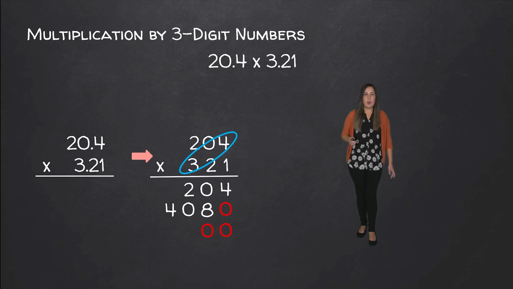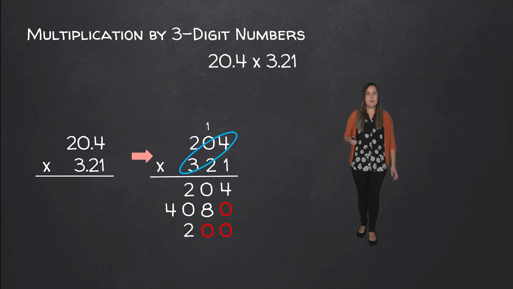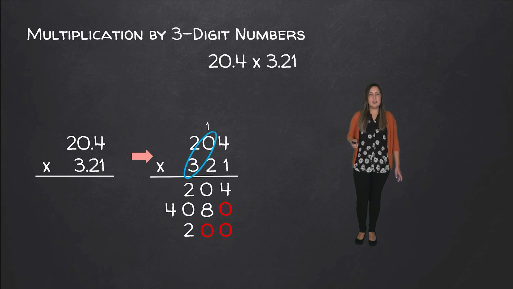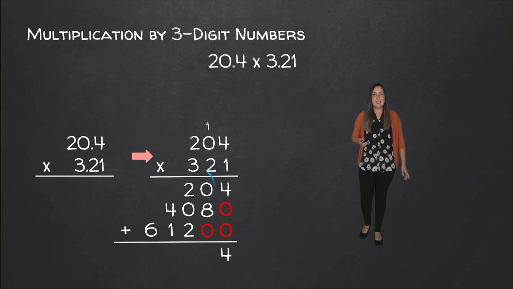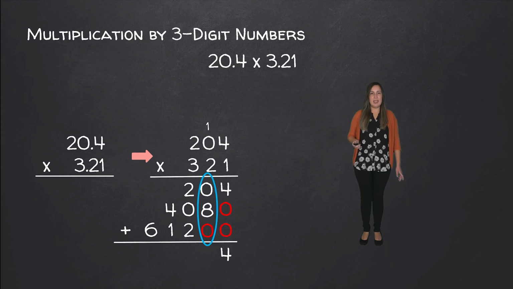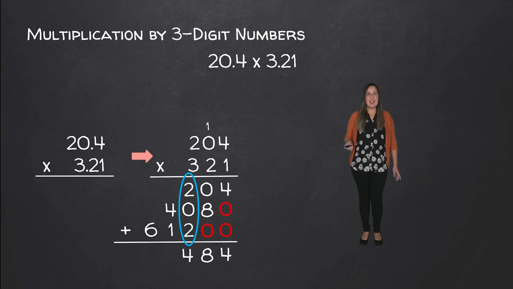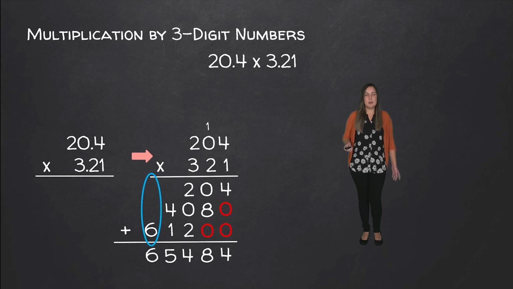So 3 times 4 is equal to 12. Bring up the 1. 3 times 0 is equal to 0, but don't forget to add that 1, so we get 1. 3 times 2 is equal to 6. And then we take these values down here and add them together. So 4 plus 0 is equal to 4. 0 plus 8 plus 0 is equal to 8. And then we have 2 plus 0 plus 2, and that is equal to 4. And then we have 4 plus 1, which is equal to 5. And finally, we have nothing plus 6, and that equals 6.